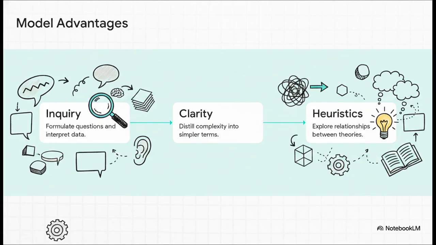Step 1, inquiry facilitation. Because human communication has such ambiguous and elusive boundaries, a solid model gives us a broad perspective that helps us formulate the right questions and interpret our data. Step 2, clarifying complexity. A model distills intricate, messy events into simpler, highly comprehensible terms. It essentially imposes order on chaos. And Step 3, heuristic significance. This just means models offer hypothetical constructs that let us explore the relationships between different theories, yielding entirely new insights and conclusions we never would have reached otherwise.